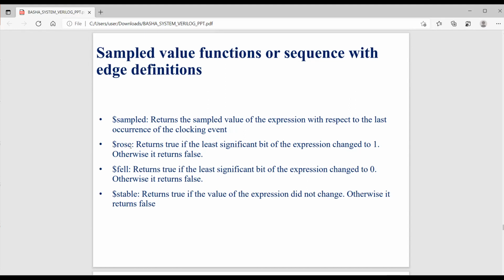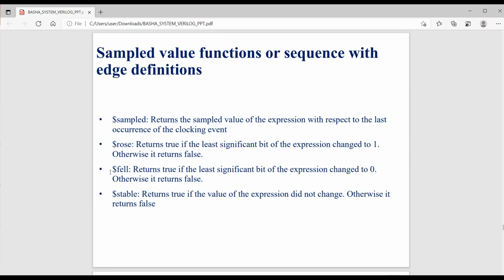Whereas $rose of expression, you can give an expression or a signal. $rose of A, suppose you are giving a signal. $rose of A means the signal changes from 0 to 1. It returns true if the least significant bit of the expression changed to 1. If you are using a vector signal and the LSB of that signal is changing from 0 to 1, then it will return true. If it is not changing, then it will return false.